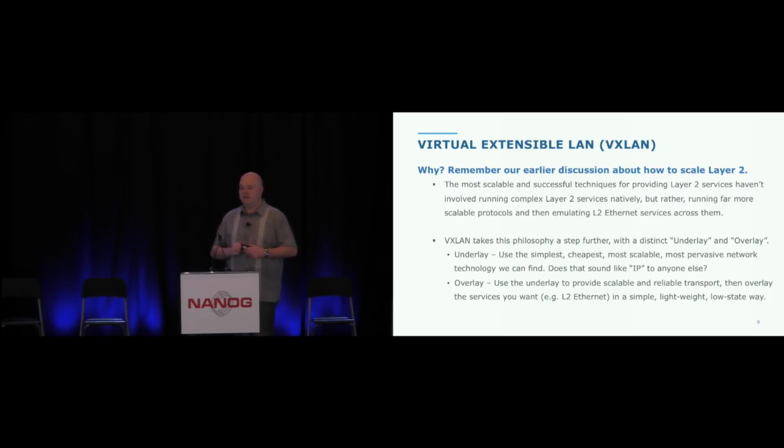So for the underlay, the goal here is to use the simplest, cheapest, most scalable, and most pervasive thing that you can possibly find. Well, what is that except IP, right? That's something that we've built massive scale. We've built the internet on. We know exactly how it works. We know exactly how to scale it. It doesn't need any new complicated technologies. It doesn't need much of anything. And we know how to make these very, very massive, scalable, cheap IP networks.